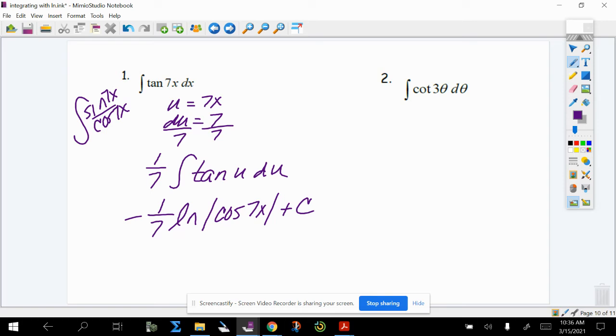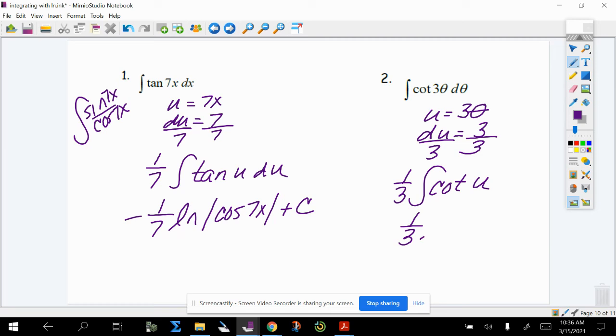Cotangent is, you could either write it as cosine over sine, or you could go straight to, let's let u be the angle. If you don't like thetas, you can make it x's. Derivative of 3 theta is 3, so I'm going to do a 1/3 adjustment. It is a cotangent. The integral of cotangent is positive natural log of sine.